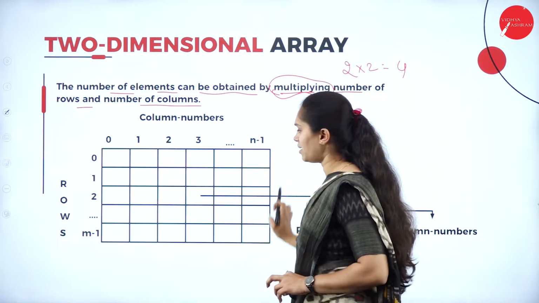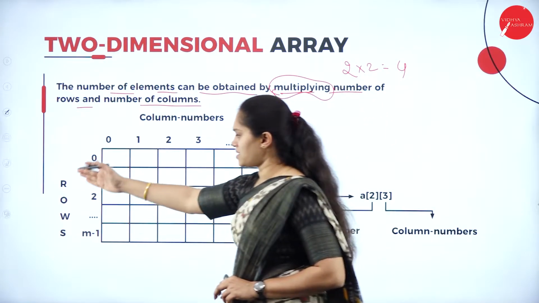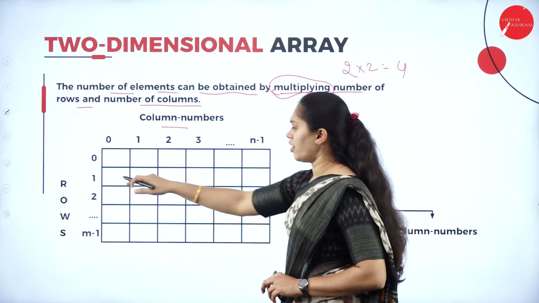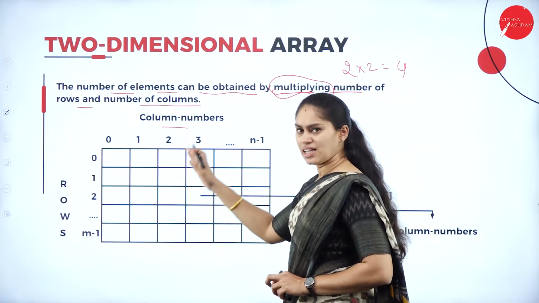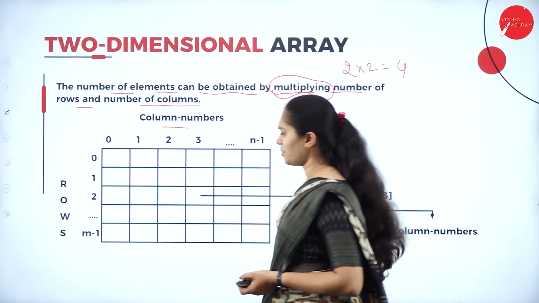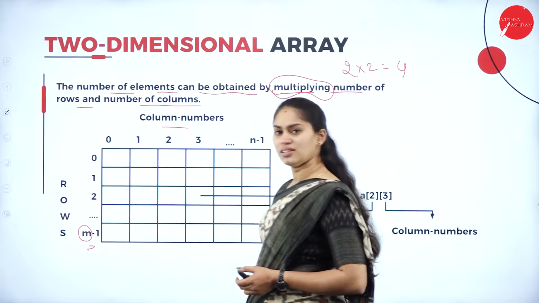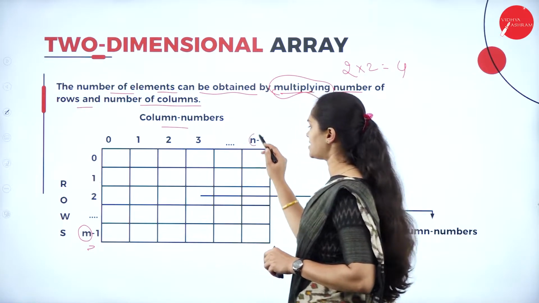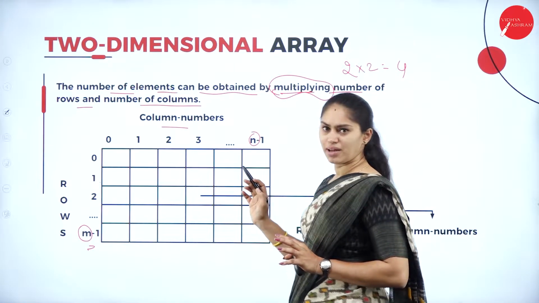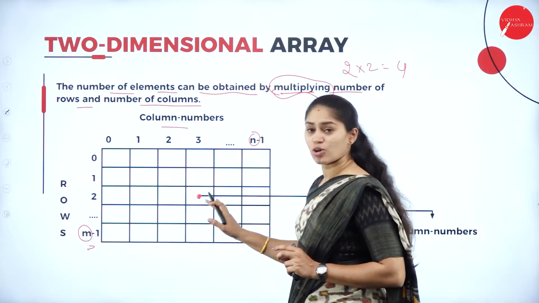So here it will be a combination of rows as well as columns. This represents the rows and this side represents the columns, right? Horizontal lines are rows and vertical lines are columns. And how are we going to do the indexing? 0, 1, 2 up to m minus 1. So m is the row size and n is the column size. So here 0, 1, 2, 3 up to n minus 1. So what if I wanted to fetch an element? In which location is it?